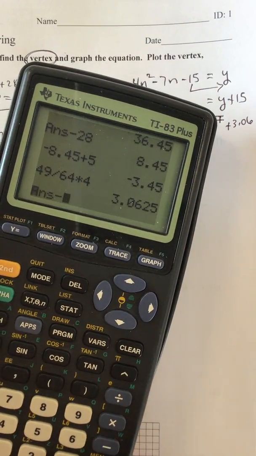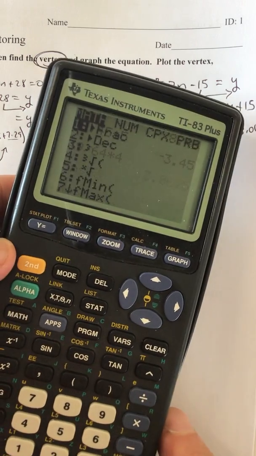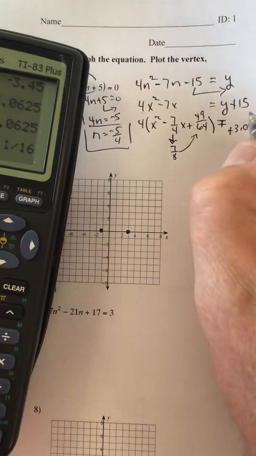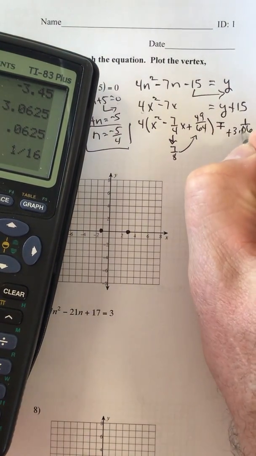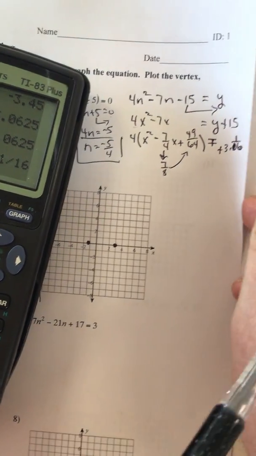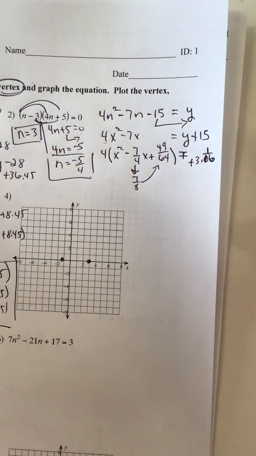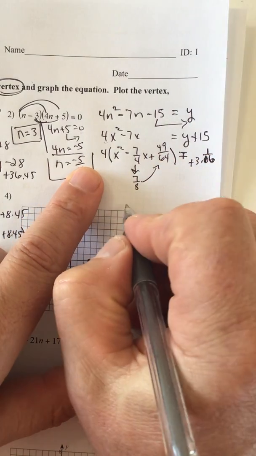0625 is, I'm sure, a clean fraction. I'm going to take off the 3 and fractionate it. That's 1/16. So it's 3 and 1/16. Just seems easier to deal with as a fraction. You can leave it a decimal if you want to. Okay, so here we go.